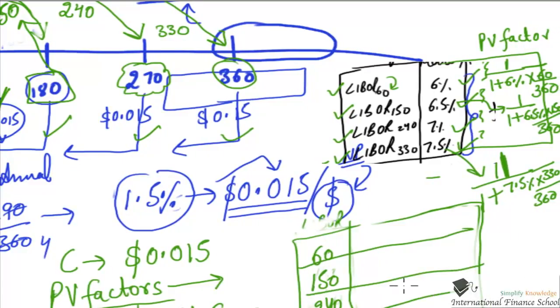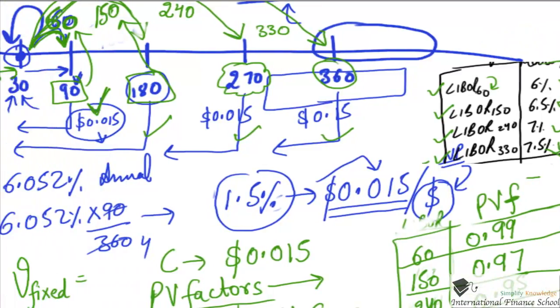In this case, if I put numbers here, I can say 0.99, and it will keep reducing: 0.97, 0.95, and you can compute yourself to get the accurate numbers. Just putting numbers here, these are the present value factors. So I know the coupons from the fixed money that is returned. I know the present value factors for the days here, 60 day, 150, 240, 330. All I have to do is get the present value of all these numbers to get the value of the fixed coupon bond.